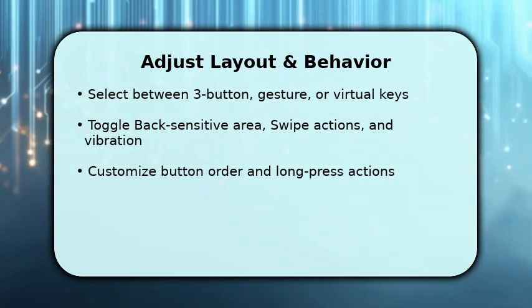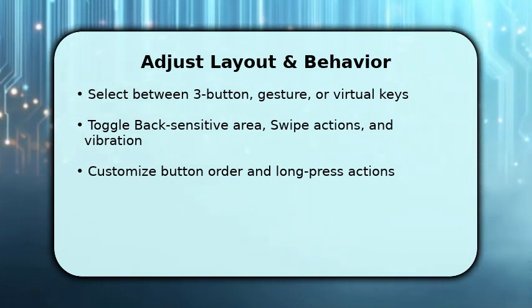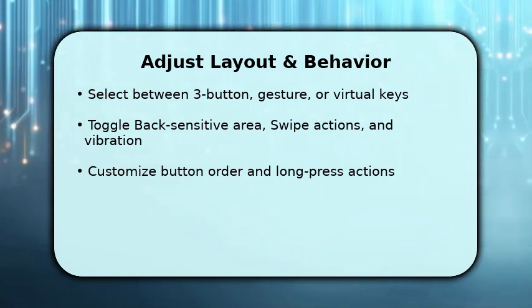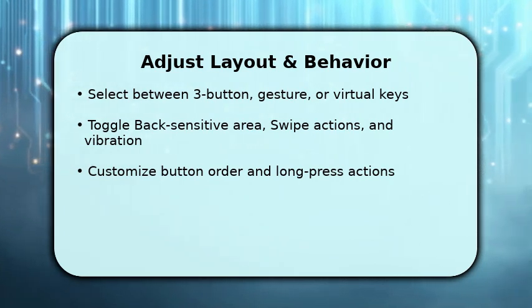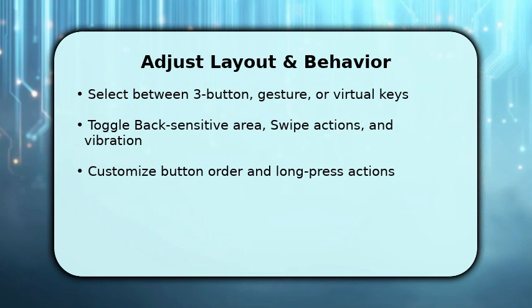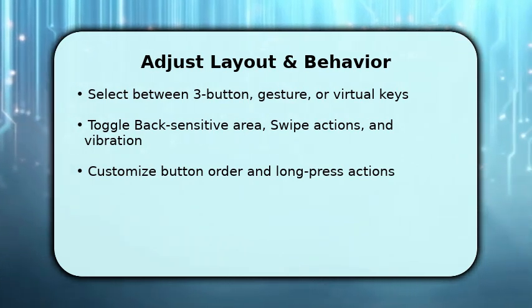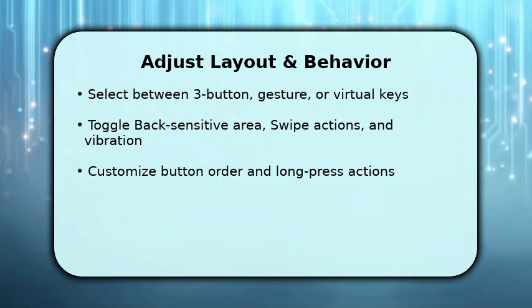Tap your preferred navigation type, 3-button, full gestures, or virtual keys, because each alters screen space and interaction. Next, adjust options like back-sensitive area, swipe sensitivity, and haptic feedback so gestures feel consistent. Make sure to reorder buttons or assign long press actions for multitasking or assistant shortcuts. These settings explain how the system interprets your swipes and taps.